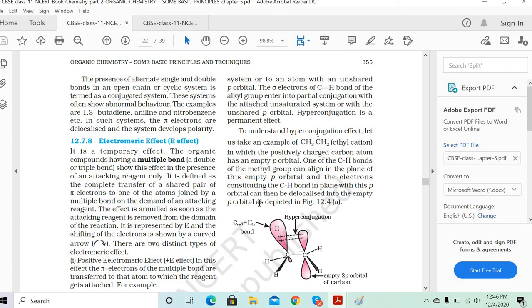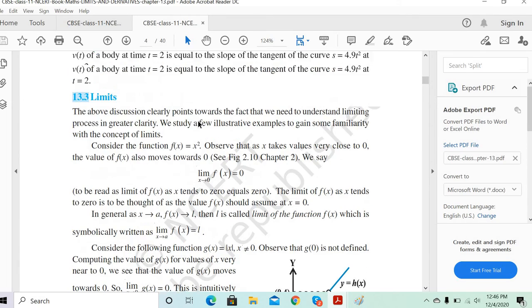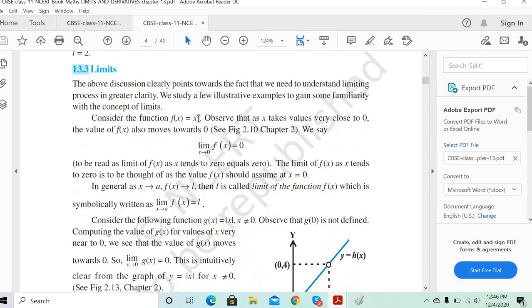Sir, done. Done? Yes, sir. Okay, good. Excellent. Now, in the limits, you have drawn the figure. Okay, this you have written, right? Okay. Now we'll go to the limits.